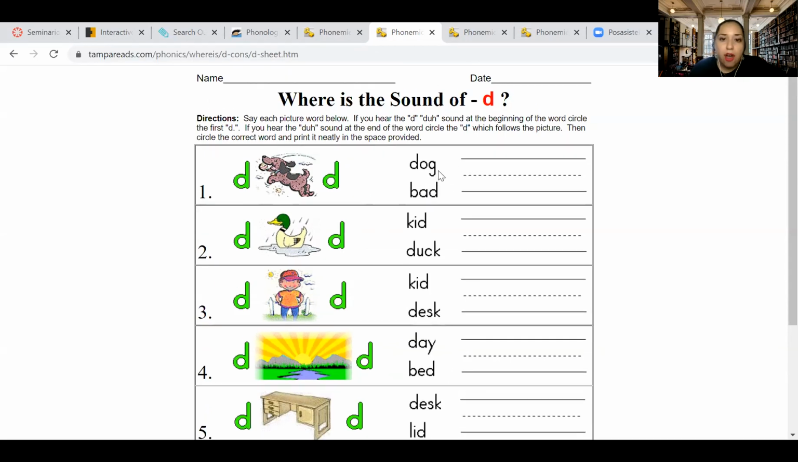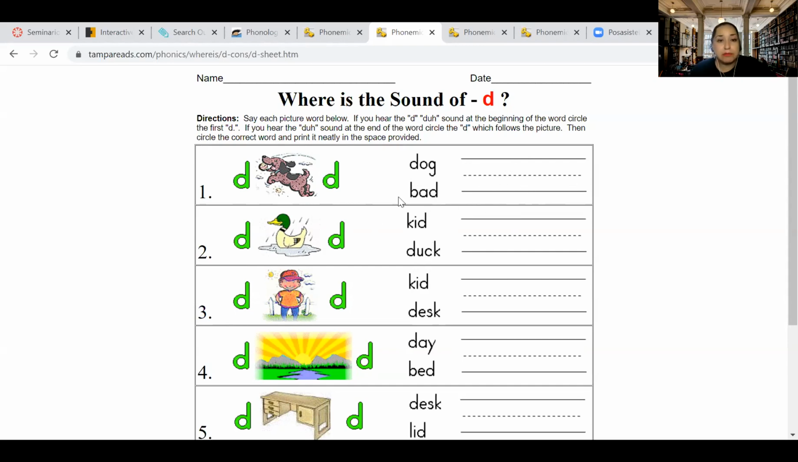So it's not just dog, it's bad. It's not just duck, it's kid. So it gives you more words, but what you're gonna do is just circle the word over here. And which follows the picture, then circle the correct word and print it neatly in the space provided. So you can also write it again. That's what it's telling you about printing it. Write it here.